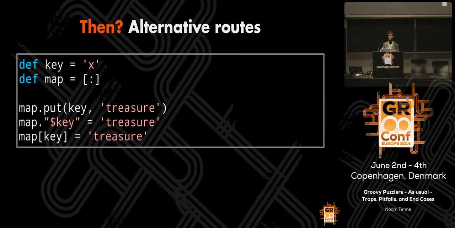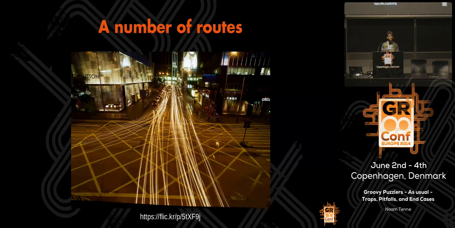If we want to use a variable for a key, we can still do it, but we have to take a different route. So you can use the map's standard API for put, you can use the field accessor method, or nice square brackets. These all work, these are all fine, it does the job well done. You can also use parentheses around the key. So you have square brackets, parentheses.